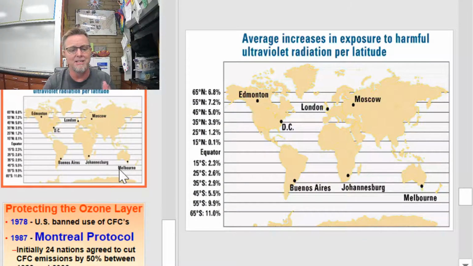The average increases in exposure to harmful ultraviolet radiation per latitude are listed for you here. And what you can see is the exposure rates go up dramatically as you get closer towards these hole locations in Antarctica and the Arctic.